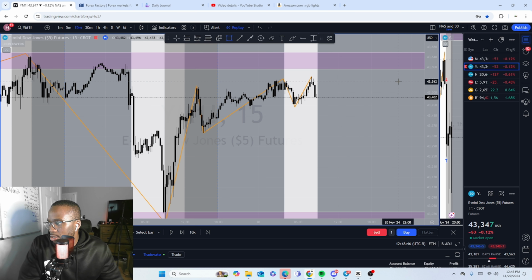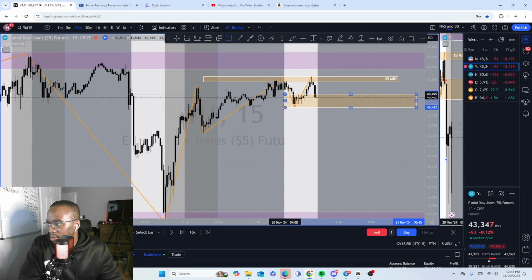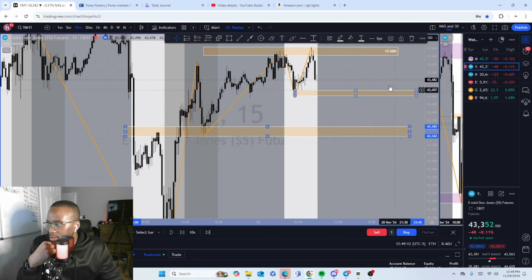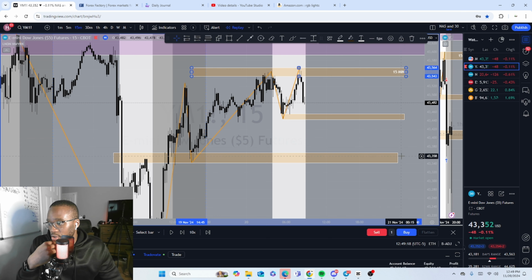So we got here, and I like to make my 15-minute areas of interest yellow or orange, whatever the color that is. We got one right here, and one more down here. So that's pretty much all I saw when I first jumped on the charts. These were my areas of interest that I was looking to execute a trade on when it lined up with what I was looking for on the 1 minute.